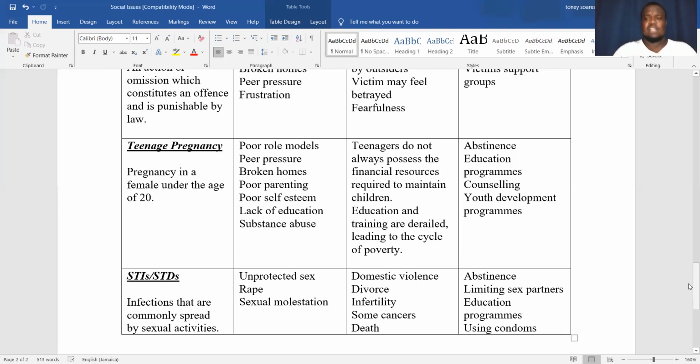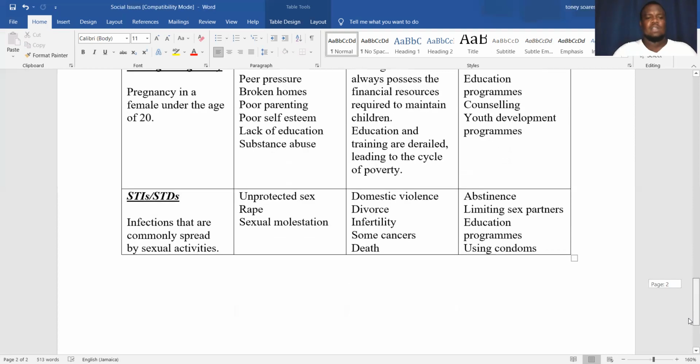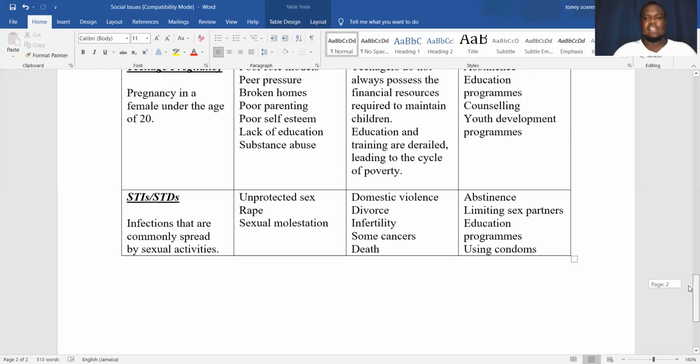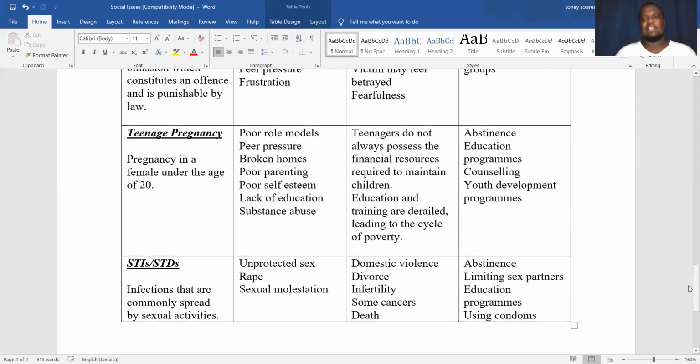The final social issue, I think this is the last one, is STIs/STDs, right? We no longer say STDs alone because some of them can be cured, so we call them sexually transmitted infections, not only sexually transmitted diseases. Good. So these are infections that are commonly spread by sexual activities. Causes: number one cause, unprotected sex. That's the number one cause of STIs and STDs.